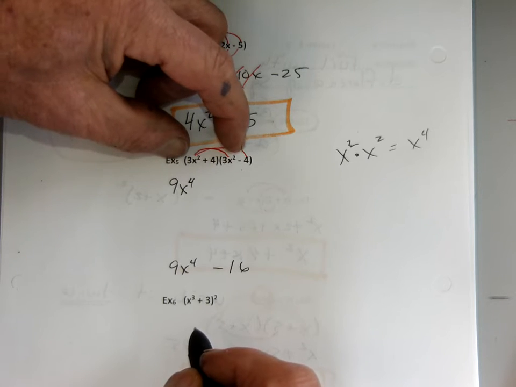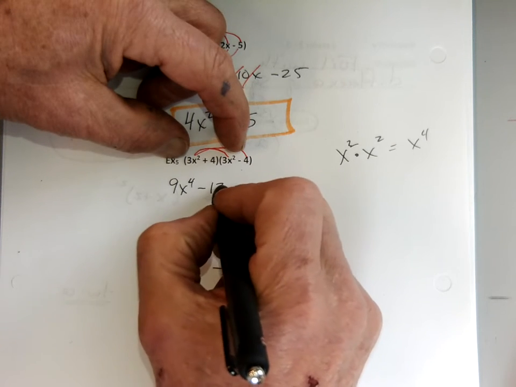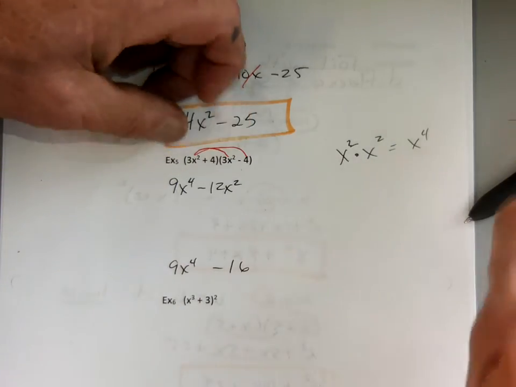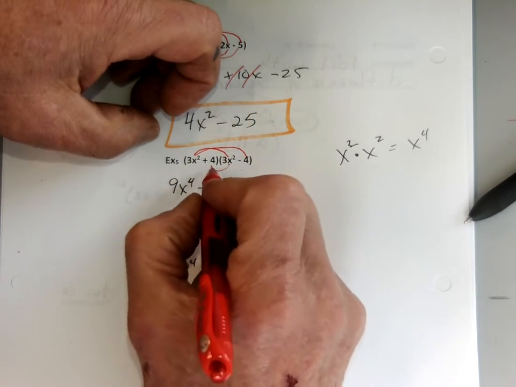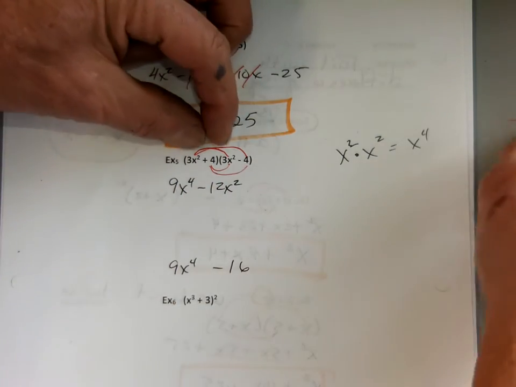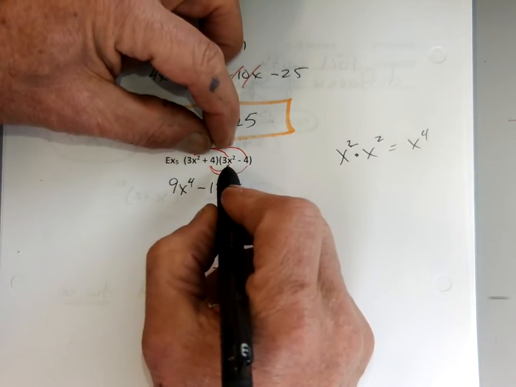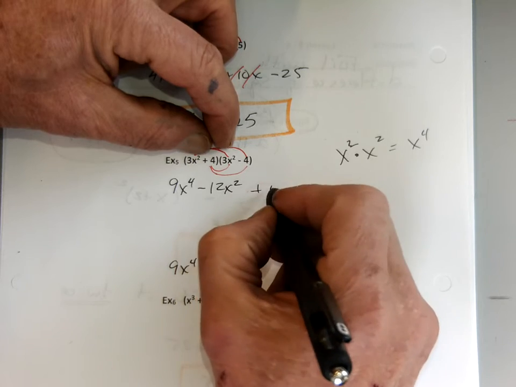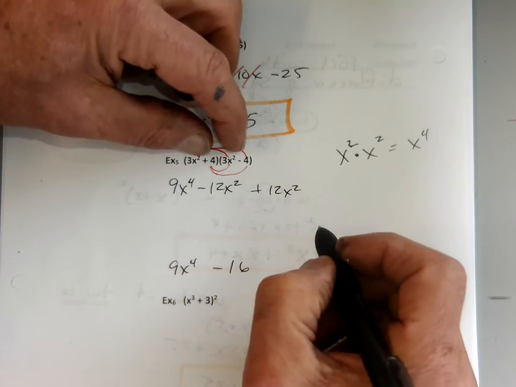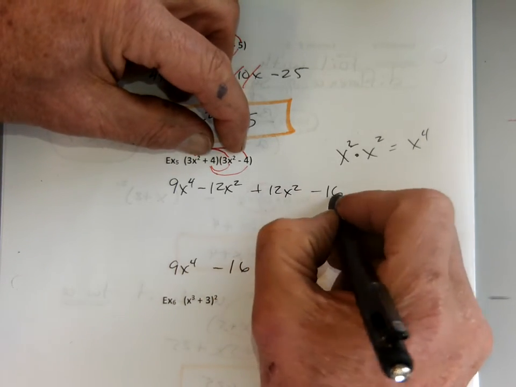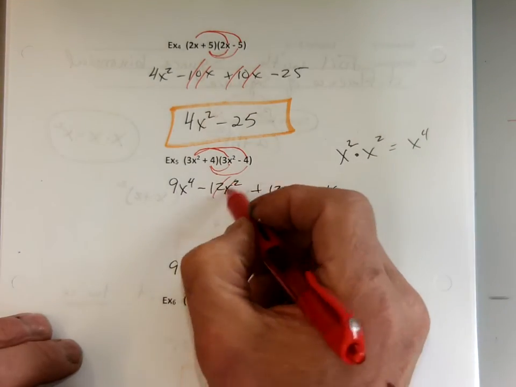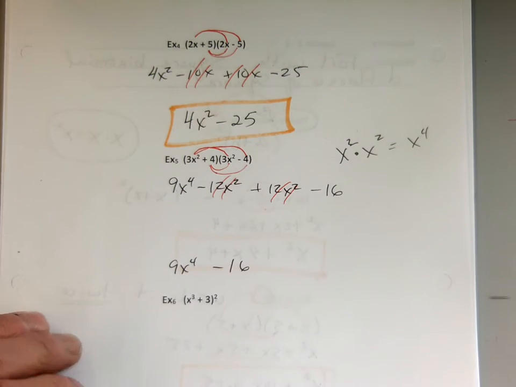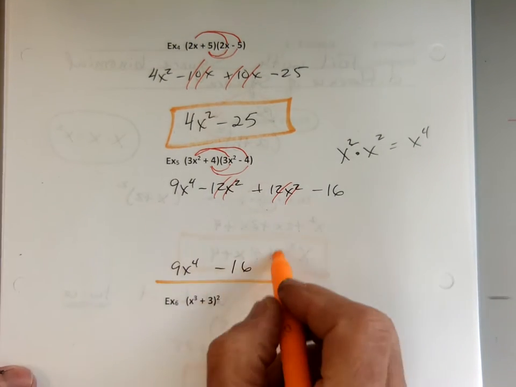3x squared times a negative 4 is a negative 12x squared. Okay, I'll do the inside. 4 times 3x squared and 4 times a negative 4. 4 times 3x squared is a positive 12x squared. And 4 times a negative 4 is a negative 16. Okay, again, what I see is two middle terms cancel, right? And I go straight to that answer there.